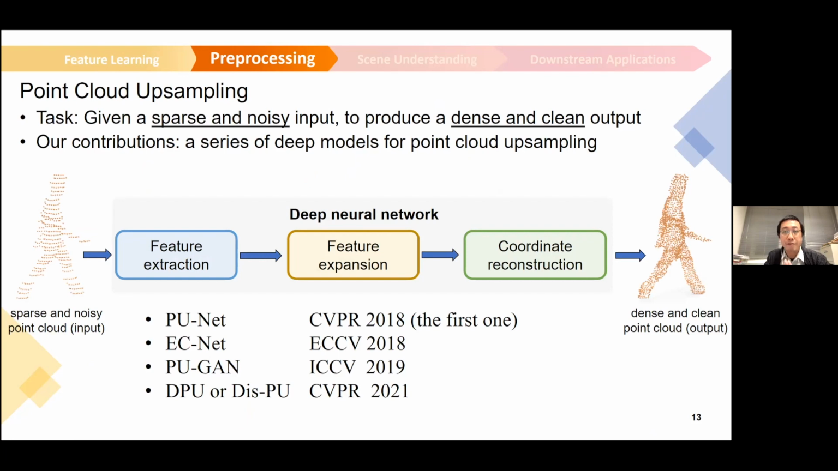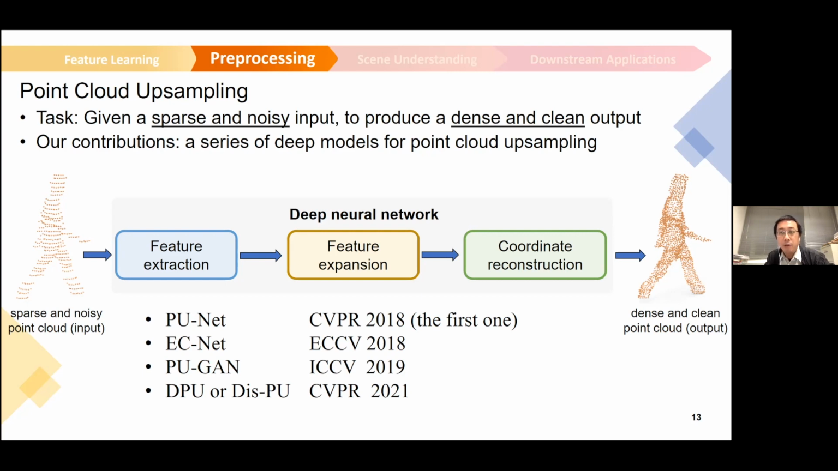So let's start with point cloud upsampling, for which my group has developed a series of works. Briefly speaking, the goal of point cloud upsampling is that given a sparse and noisy input point cloud, we aim to produce a dense and clean output point cloud that describes the same underlying object surface.